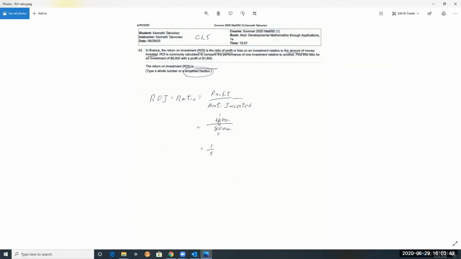I'm knocking out two zeros, or effectively dividing top and bottom by 100. And then if I look at 16 and 80, I see a divisibility by 16. 16 into itself is once. 16 into 80 is 5. The answer is 1/5, not 5. It's 1 over 5. 1/5 would be the reduced fraction for the ratio.